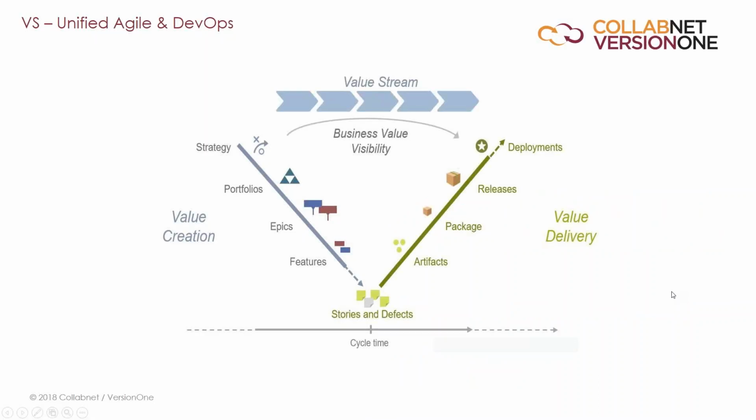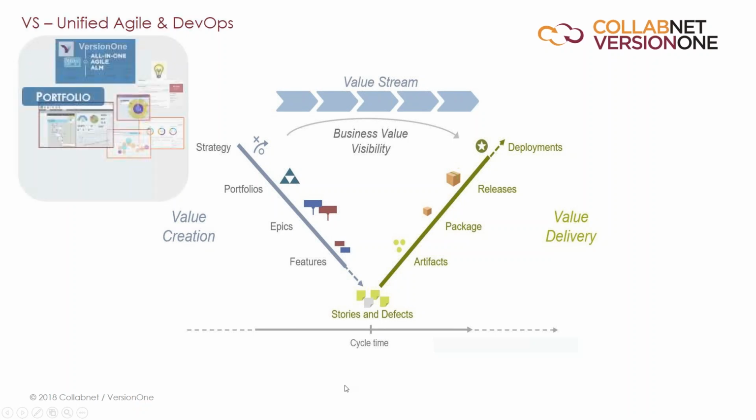So when we talk about our two different components here, Lifecycle and Continuum, we're really talking about it in terms of what we call our V model. So we've got value creation, and this is when we break down that work from a strategy all the way down into our stories and defects. This is the start of what we call our value stream management solution. So we can track that work from the first idea all the way through to the story and defect creation.